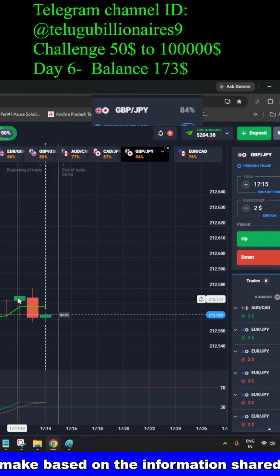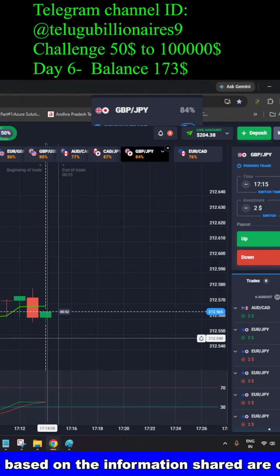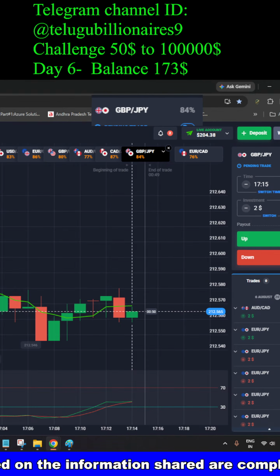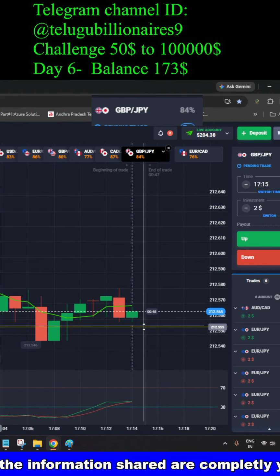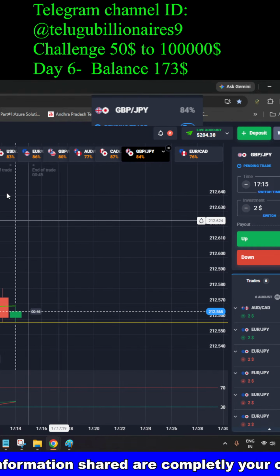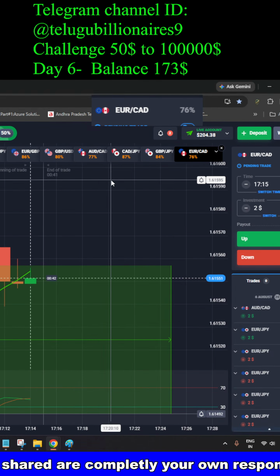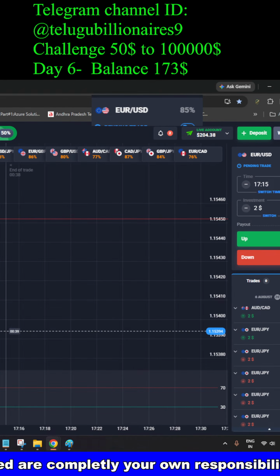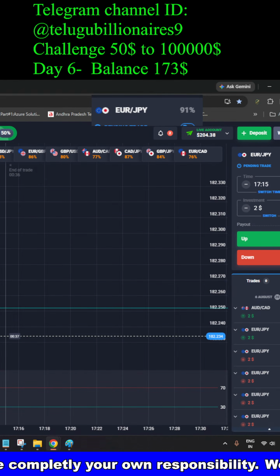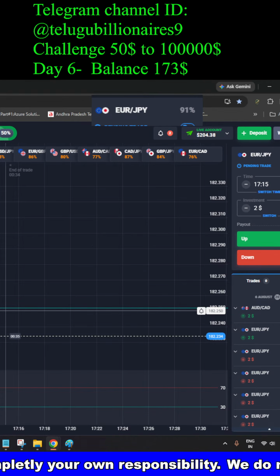One, two, three. Three candles closed. Valid setup. Valid setup. Only one candle. No.